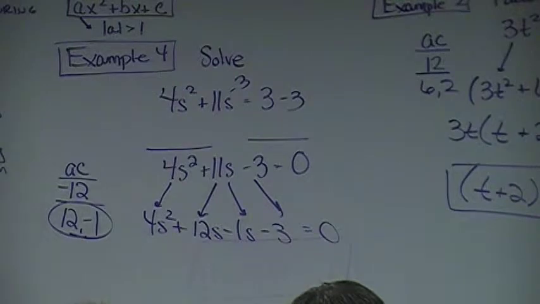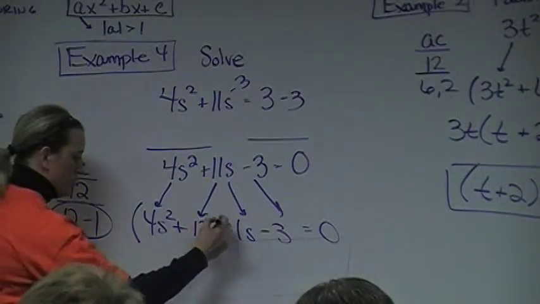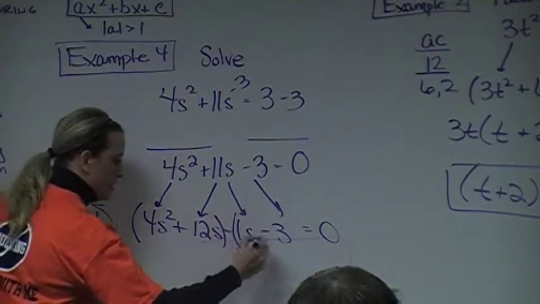Well, now what do we do? We've got 4 terms, so Morgan, what do we do? If I have a 4-term polynomial, what do I do? I factor by what? Grouping, exactly. So I'm going to go ahead and group my first 2 terms and my last 2 terms.